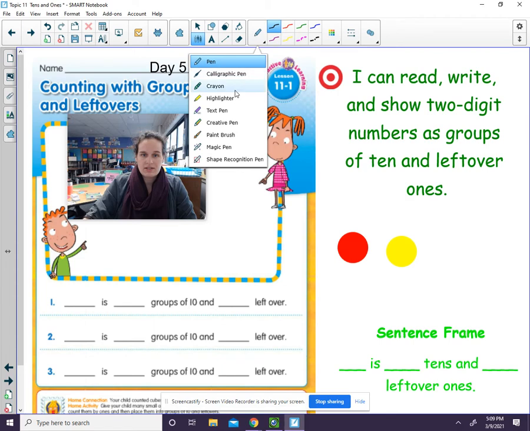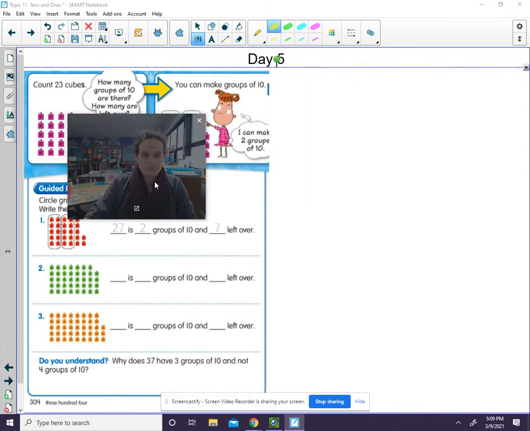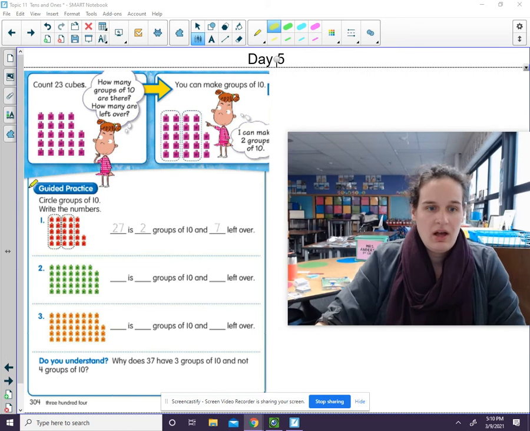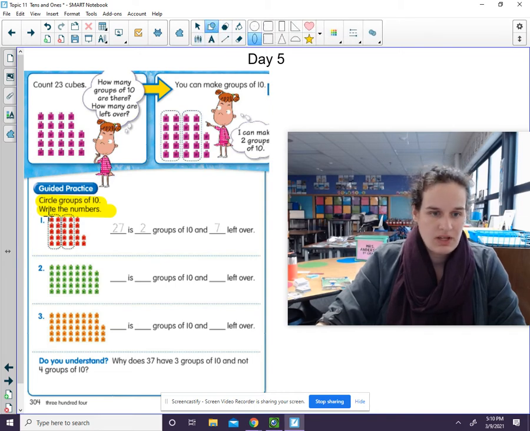Our learning target says, I can read, write, and show 2-digit numbers as groups of 10 and leftover ones. Okay, circle groups of 10. Write the numbers. Let's go ahead and we're going to circle the groups of 10. So we have 1 group, 2 groups, and we have some left over here because these aren't enough to make 10 because I see 5, 6, 7.